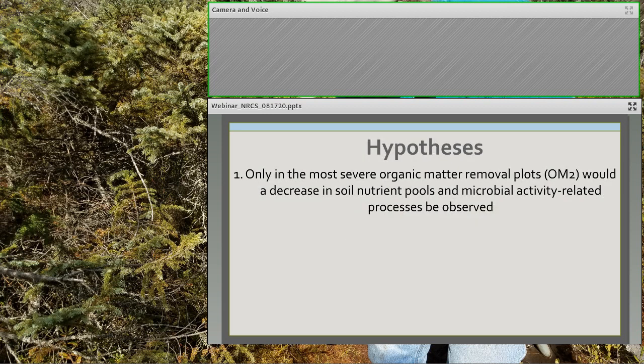For this project, we formulated 3 hypotheses. The first being related to previous findings establishing that low-severity disturbances, even immediately following the event, are unlikely to cause severe disruptions to the soil community. Therefore, after greater than 15 years, we hypothesized that only in the most severe organic matter removal plots, which would be OM2, would a decline in soil nutrient pools and microbial activity-related processes still be observable.